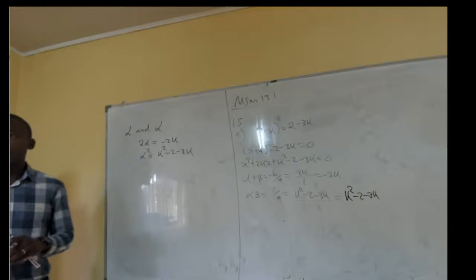How do we solve these two simultaneous equations? We're simply going to make alpha the subject of the formula in the first one, so alpha is equal to negative 2k over 2, which is just negative k. Then I'll substitute alpha into equation 2, so we have negative k, all squared, that is k squared, is equal to k squared minus 2 minus 3k.